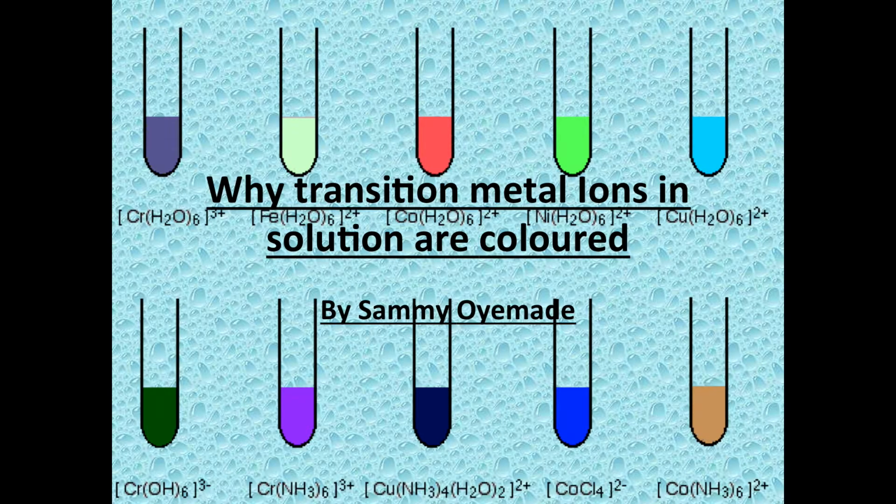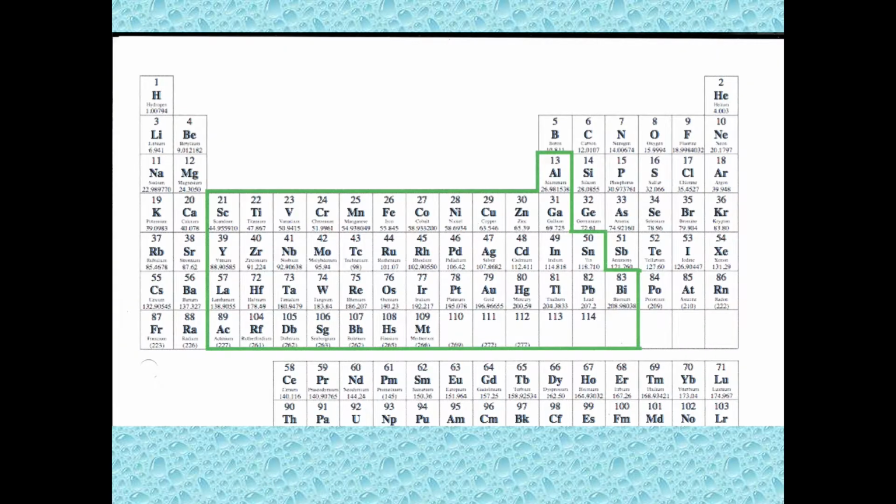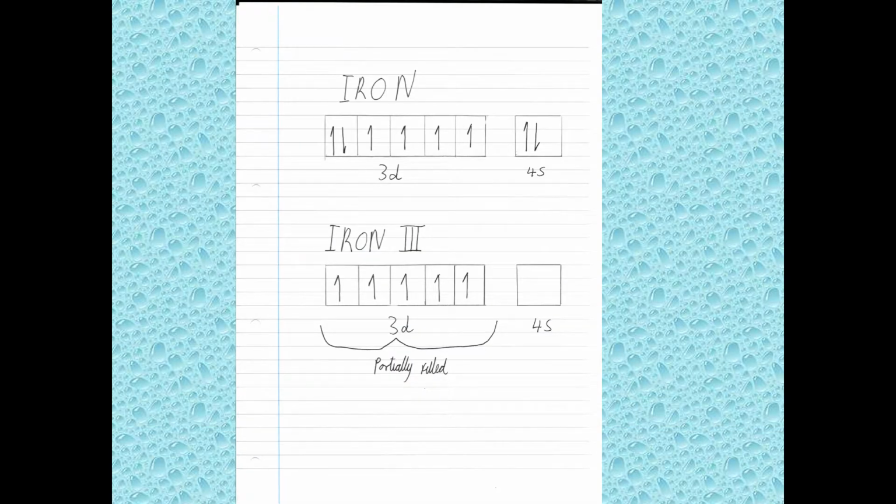Hello, today I'm going to briefly explain with the aid of diagrams why transition metal ions in solutions are colored. Firstly, a transition metal is located in the middle block of the periodic table, which is the block highlighted in green in the diagram. What makes it a transition metal is that it can form ions with partially filled d subshells.